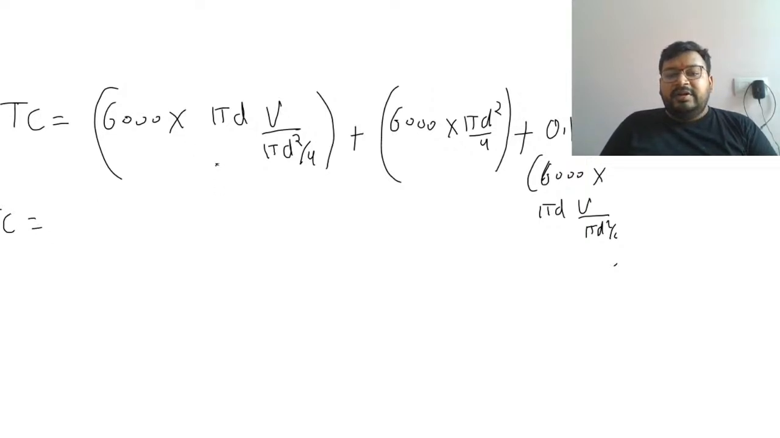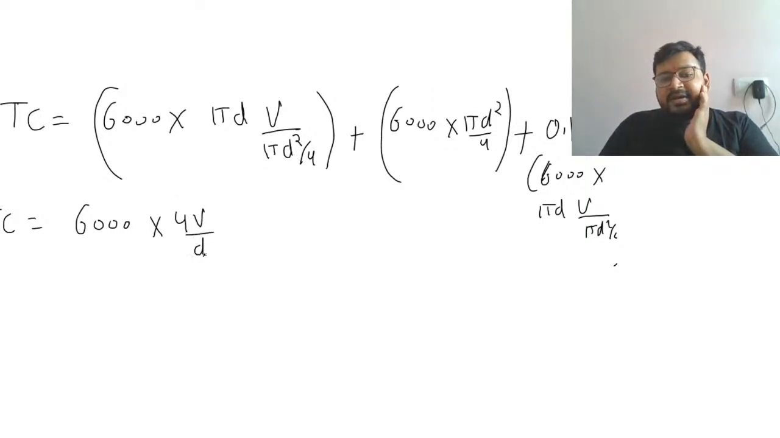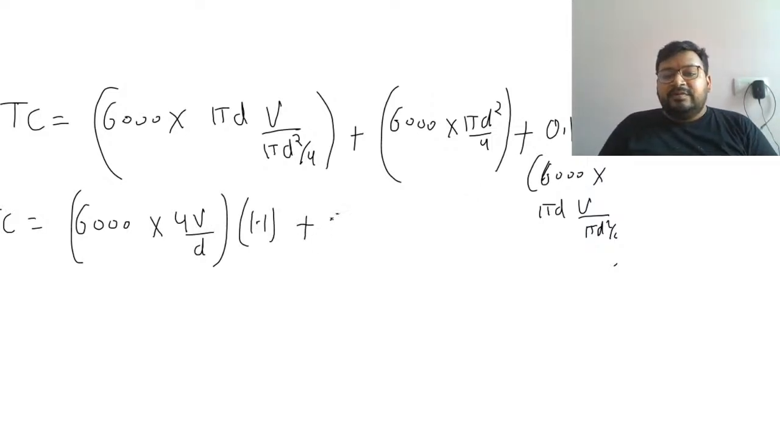So this quantity and this quantity are almost the same. Pi and pi cancel, d and d cancel. It is 4V by d. So if I take this common, it is 1 plus 0.1 becomes 1.1, plus 6000 into pi d square by 4. That is the value, guys.